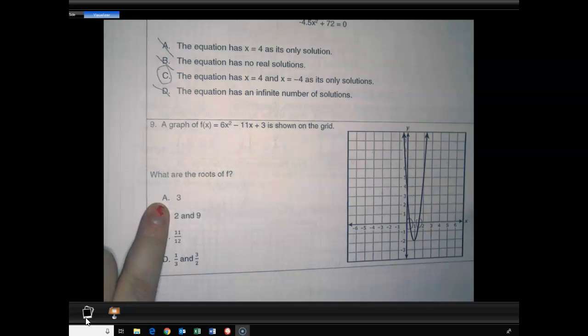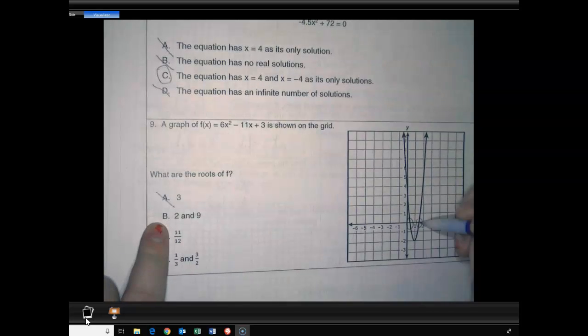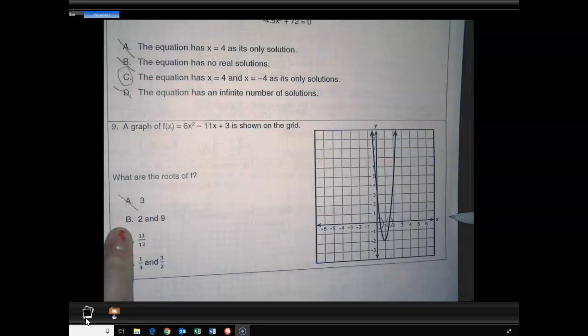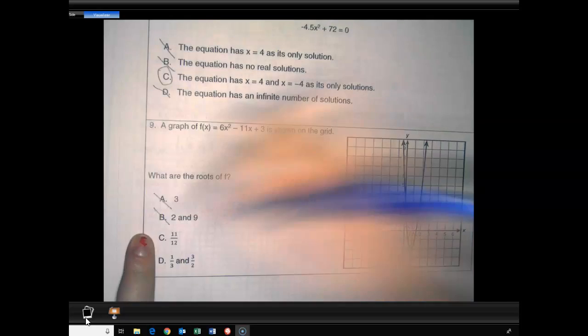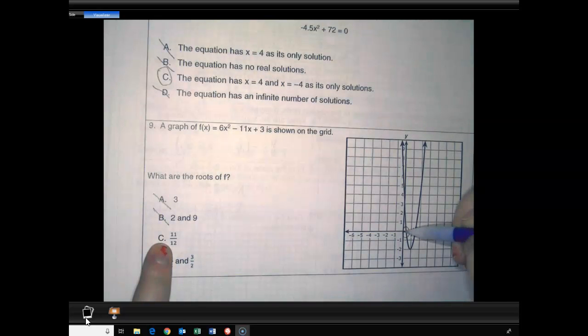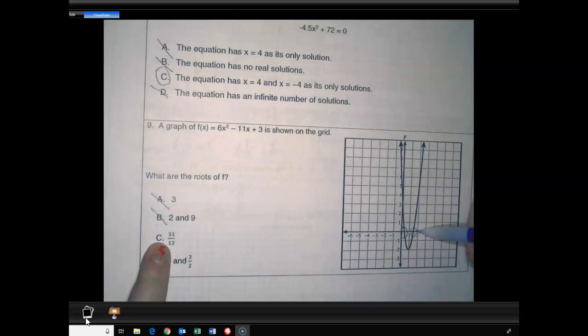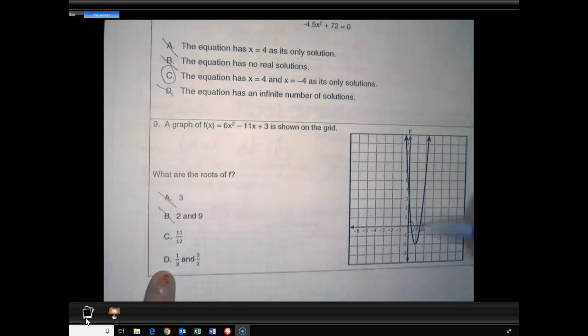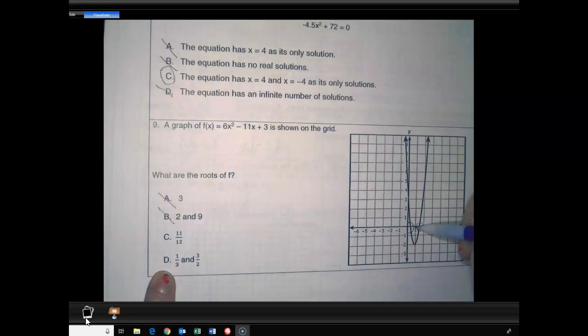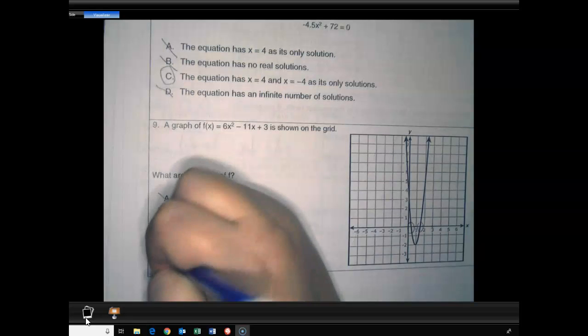Is it 3? No, one of my dots was not 3. What about 2 and 9, which would be all the way off the page? No. 11 twelfths is going to be between 0 and 1, so maybe that first point could be it. But where's the second one? So let's look at this one. 1/3, that makes sense, between 0 and 1. 3/2, which is just 1 1/2, between 1 and 2. D is correct.